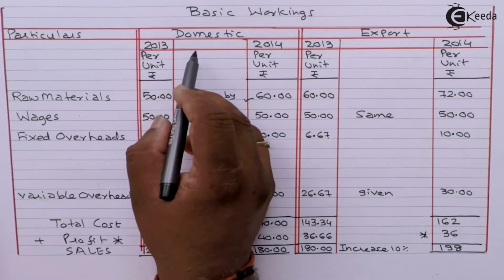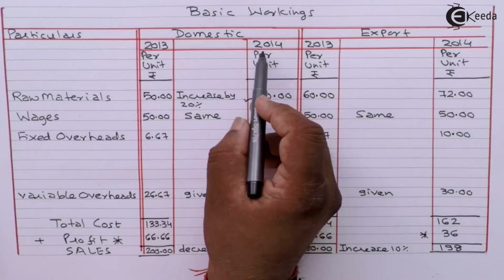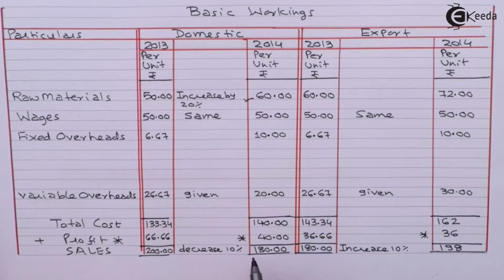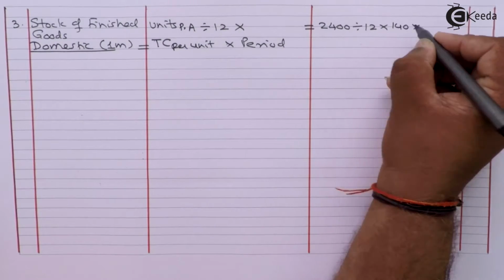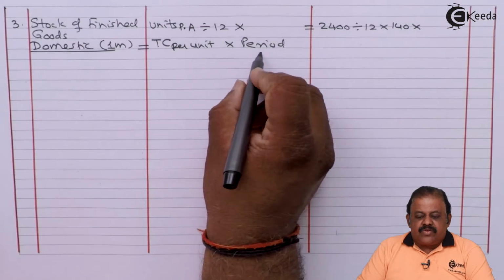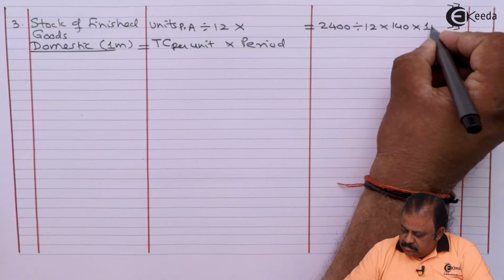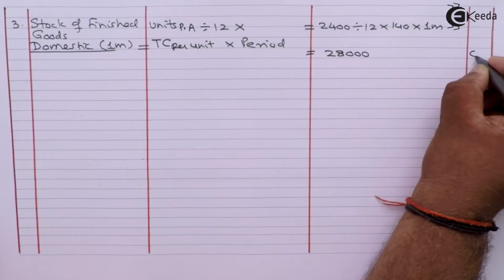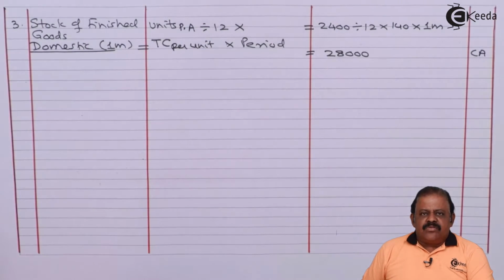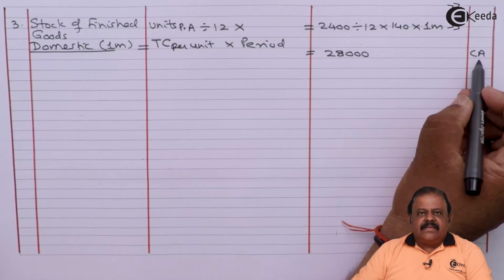Total cost for domestic market for 2014 is 140 rupees per unit. Period of holding stock is 1 month. This 28,000 will be part of current asset.